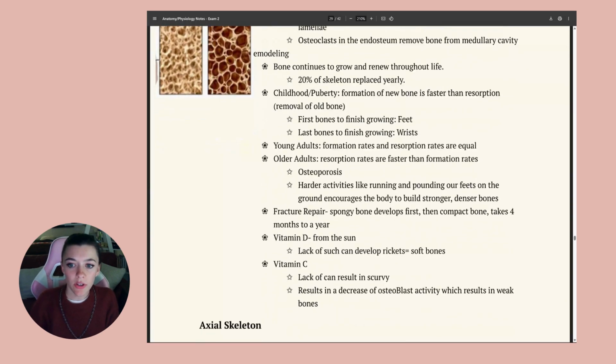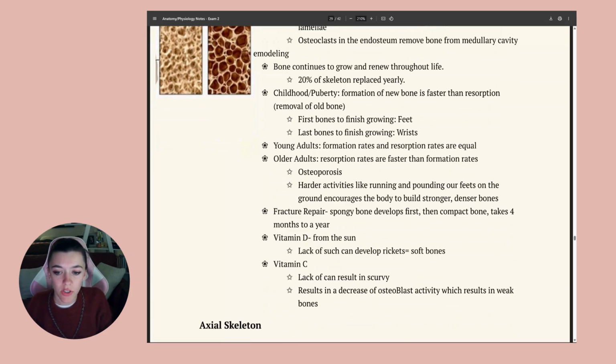All right, so young adults: the formation rates and resorption rates are equal, as compared to older adults, where the resorption rates are faster than the formation rates. This is how you see people start to shrink when they get older. Grandma used to be as tall as you, and now she's a few inches less. So that's why that happens.